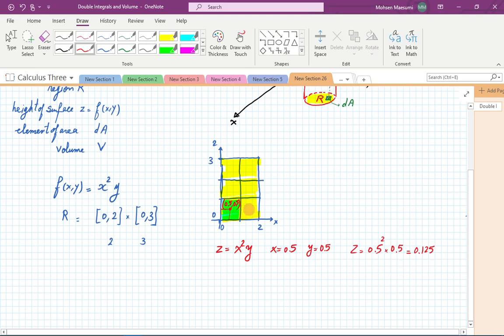And then I repeat this process for each of these cells that I have. So the next one, x is 1.5, the y is still 0.5, so z is going to be 1.5 squared times 0.5, so 2.25, and then I guess 1.125 if I'm not mistaken. So at that point we need a calculator to do all of these things.